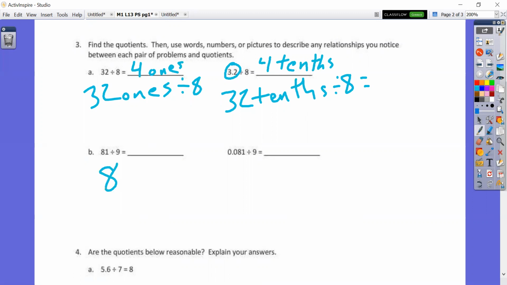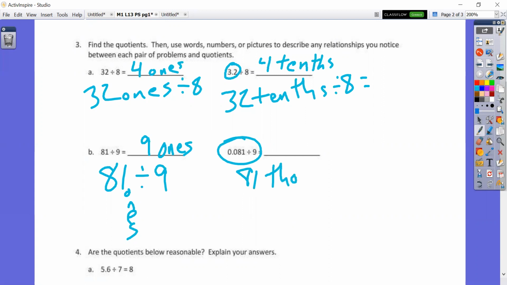So again, 81 divided by nine. So 81 ones divided by nine is going to give us 9 ones. And then this one over here is 81 thousandths divided by nine. Again, 81 divided by nine is always nine, but 9 thousandths.